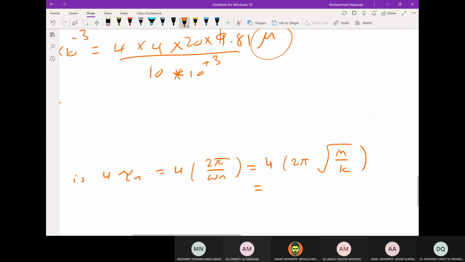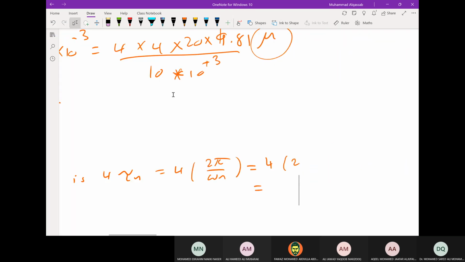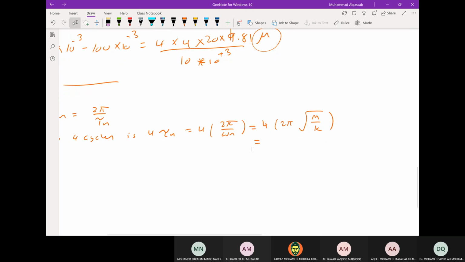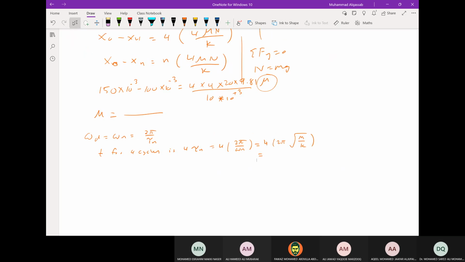Okay, so this is the end of chapter 2. Tau is the same for all cycles, the period of oscillation for a free vibration. Okay, any questions?